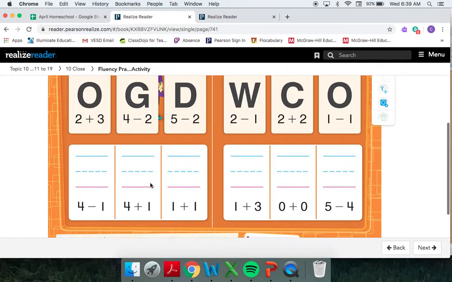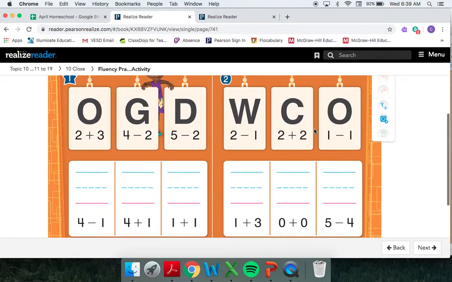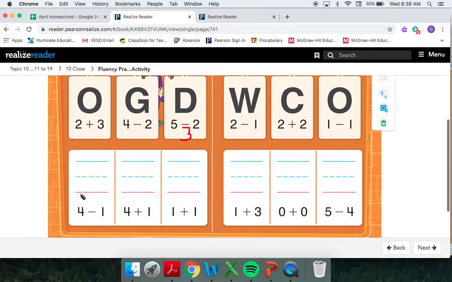And on this first page, the students are going to pick a problem to solve up here. So let's say, for example, they picked the D. 5 minus 2 is 3. They can write the number 3 right here. And then they're going to find a matching problem down below.